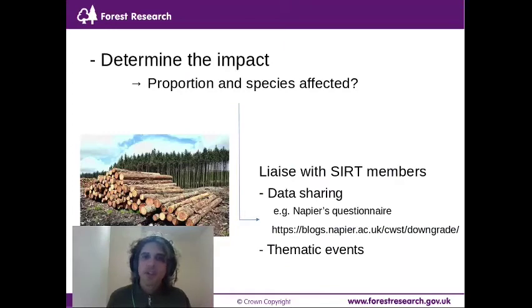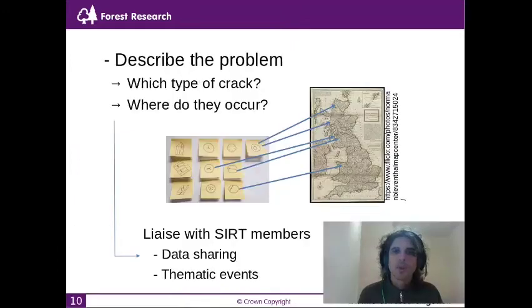In terms of determining the impact, we will need to know what proportion of trees is damaged every year and which species are affected. In this respect, it is important to work with the industry in the same way Napier has done by deploying their questionnaire on degrade. Thematic events focused on degrade could be useful as well. We also need the problem properly described to know the angle of attack we will need to take more precisely: which kind of crack, where do they occur, are relevant questions. Again, collaboration with other research members will be key.